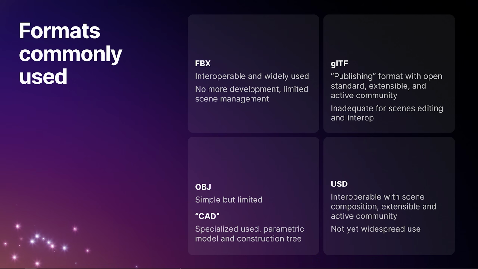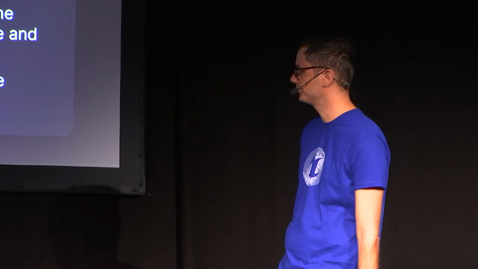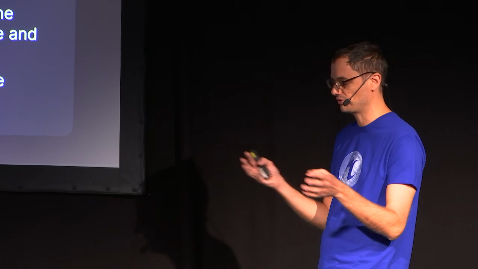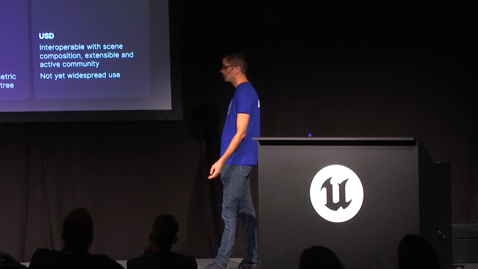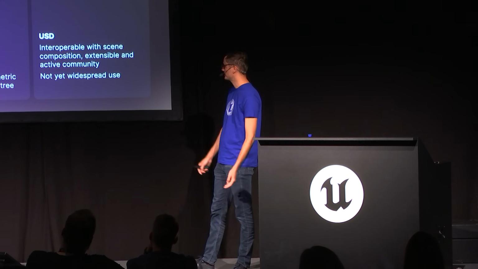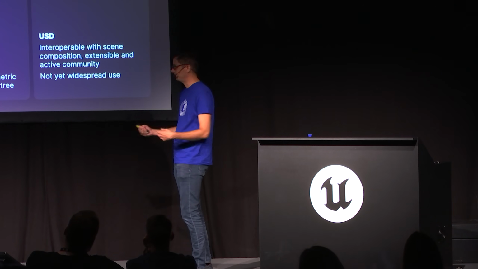And finally, USD, not really the new kid on the block anymore, but not really used so much in the game industry so far as I've seen. But it's very interoperable. You get static meshes, animations, skeletal mesh, materials. You get extra variants, also all the scene composition that comes with USD that is quite useful if you have complex scenes that you want to transfer between DCC and the engine. Also nice things, it's extensible through schemas, and there's an active community, so it's a lively format that is moving forward.